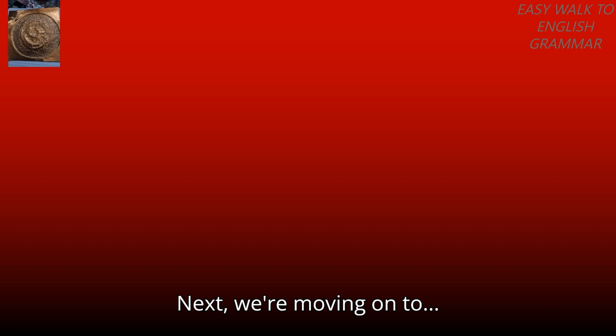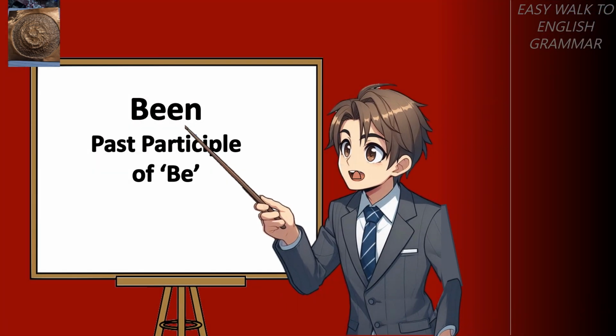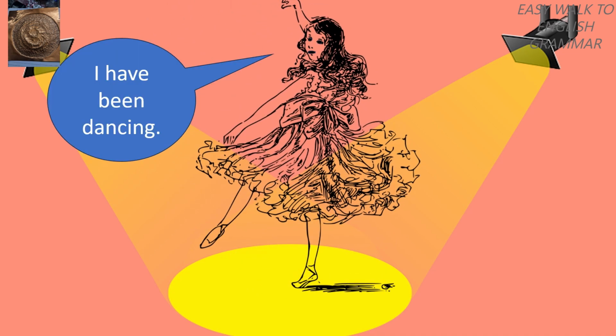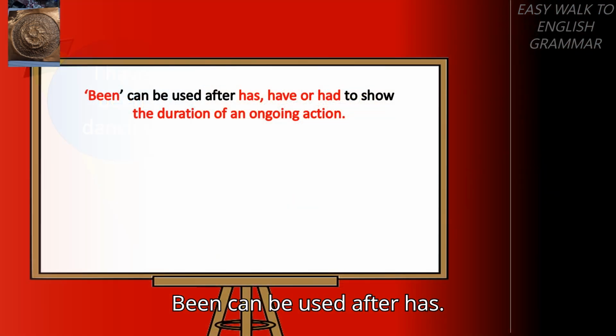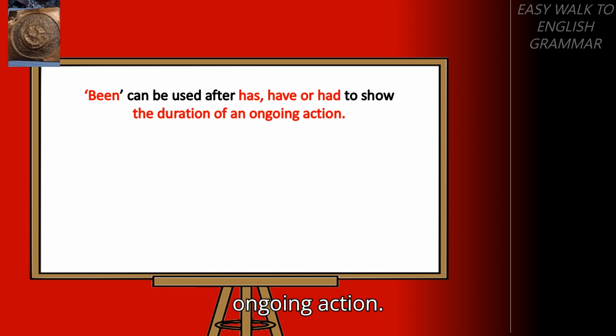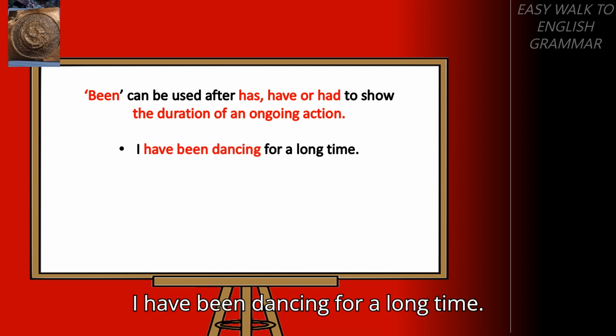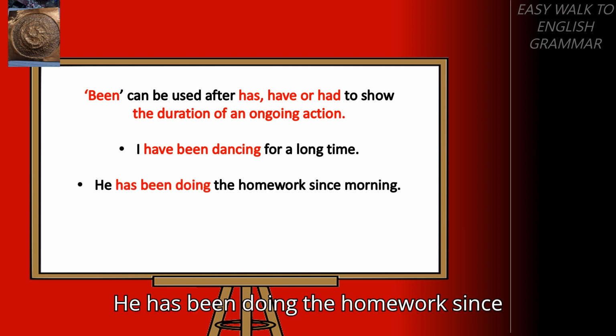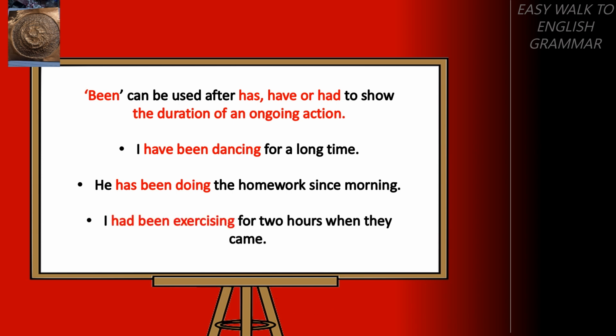Next, we're moving on to Been. I have been dancing. Been can be used after has, have or had to show the duration of an ongoing action. I have been dancing for a long time. He has been doing the homework since morning. I had been exercising for 2 hours when they came.